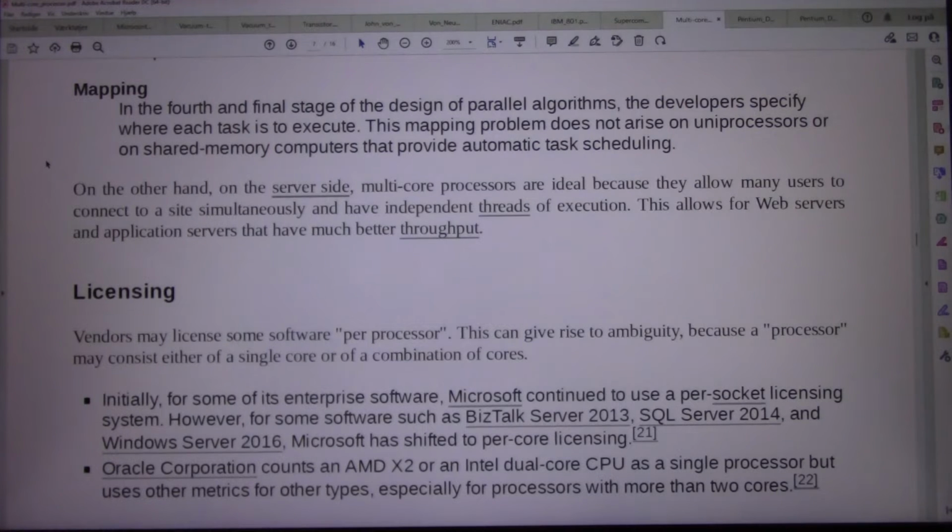On the other hand, on the server side, multi-core processors are ideal because they allow many users to connect to a site simultaneously and have independent threads of execution. This allows for web servers and application servers that have much better throughput.